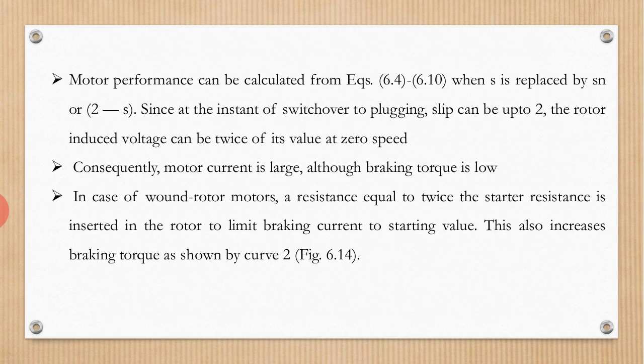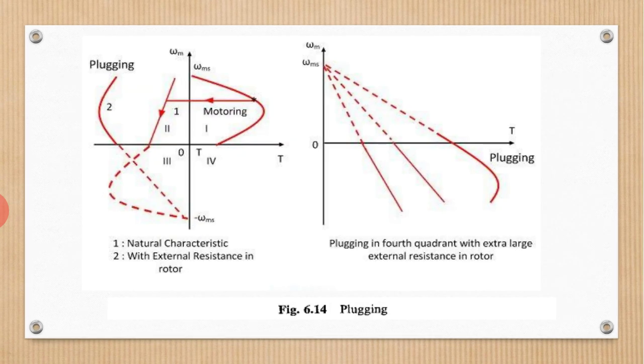So already I explained all these things. One more thing needs to be observed here. The torque is not zero at zero speed. If you look here, the torque, take it as any natural characteristic or with added resistance, so both the cases we can see in this one. The torque is not zero at zero speed.